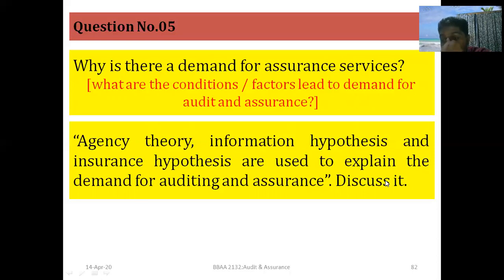Discuss it for 12 marks. Specifically, the examiner wants you to introduce the theories: agency theory, information hypothesis, and insurance hypothesis. You have to explain each and every theory. Agency theory: what the theory says, and how the theory is connected with the demand for auditing and assurance. The second one is the insurance hypothesis: what does it mean, and how is it connected with the demand for auditing and assurance. And finally, the information hypothesis: what is the meaning of the information hypothesis, and how is it connected with the demand for auditing and assurance.